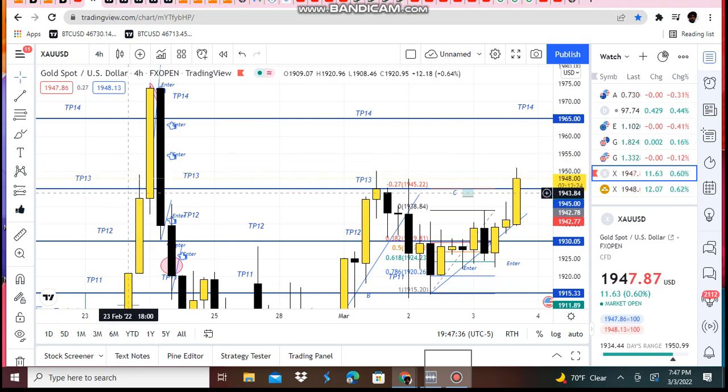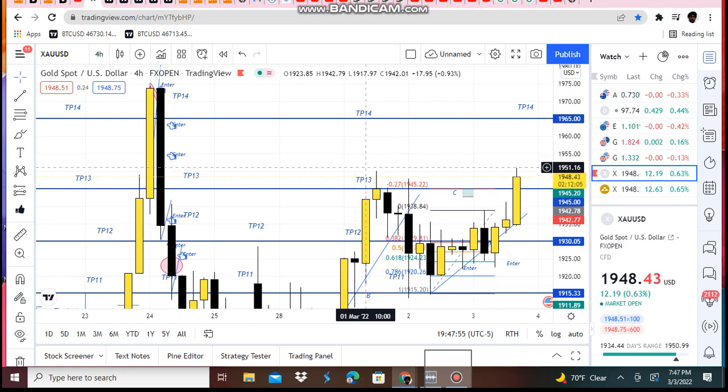And then the price will retest. It retested back down below take profit 13, right back down to 1937, before we see the long yellow Marubozo candlestick, letting us know that buyers are in complete control all the way up to 1973. So it just did break above take profit 13.